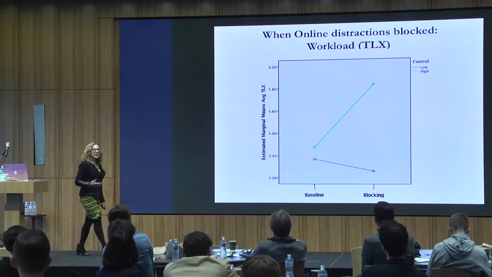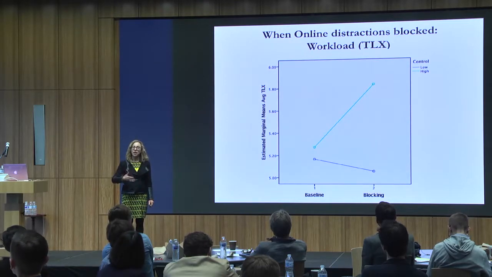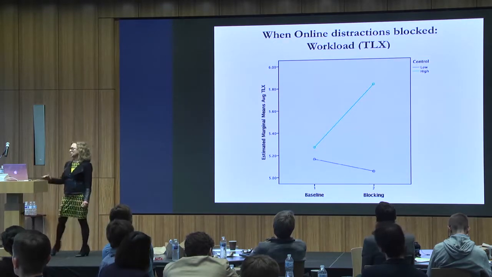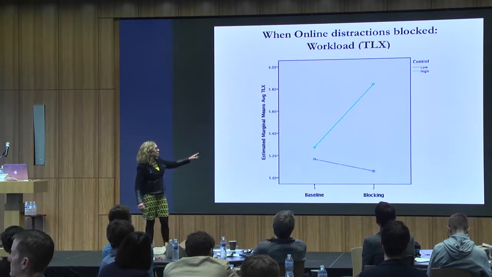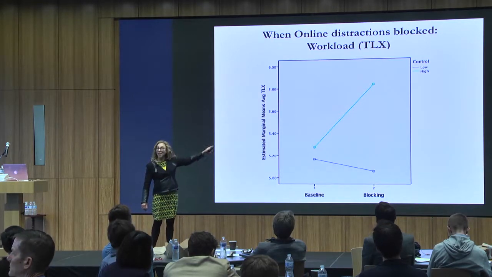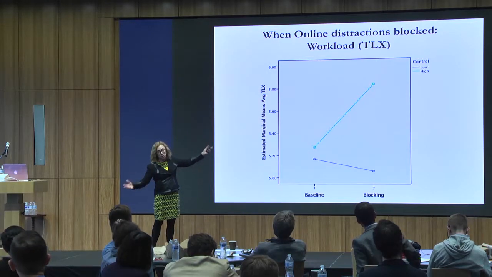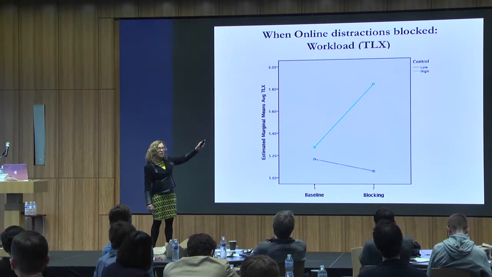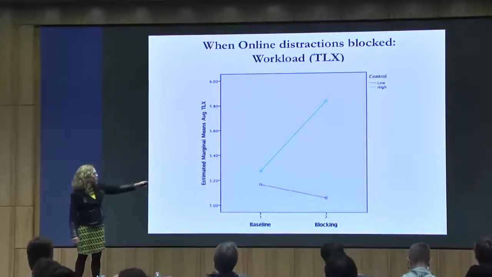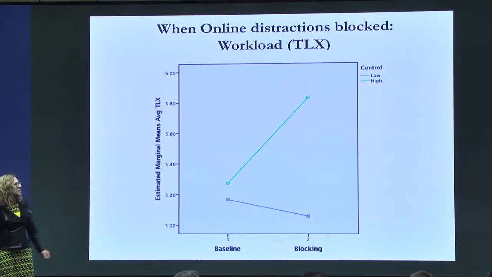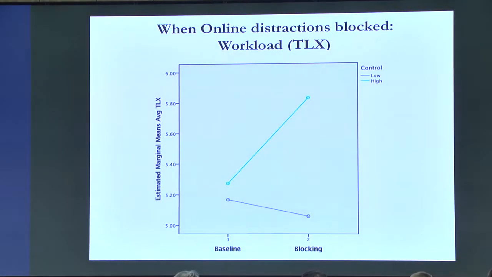Now, when we looked at workload, so what is people's cognitive workload when non-work-related distractions were cut off, we found a very interesting interaction. We found that people who are high in self-control, people who are high in conscientiousness, their cognitive workload actually increased when their distractions were blocked. But there was really no difference. There was a slight decrease for people who are low in control. So people who are low in control benefited a little.